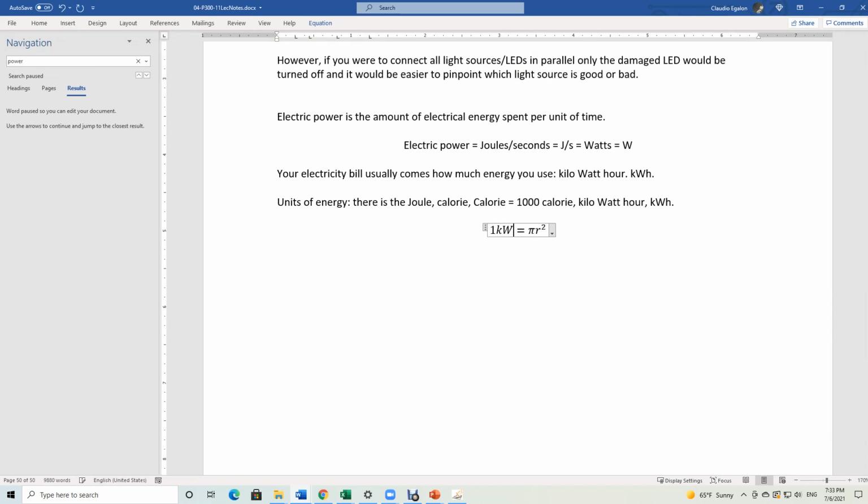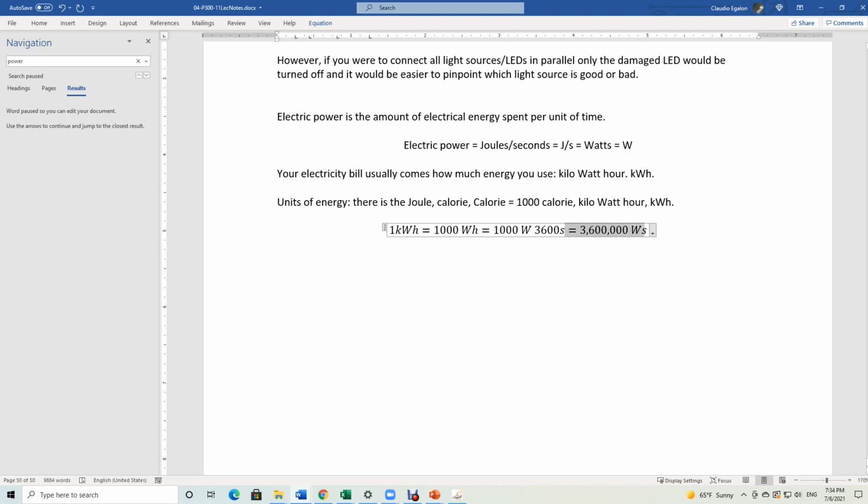1 kilowatt hour is what? 1 kilowatt hour is 1,000 watts times hour. Okay? That's what 1 kilowatt hour is all about. And what else? 1 hour is 3,600 seconds, which gives us 3,600,000 watts times seconds. Let's put the commas here.